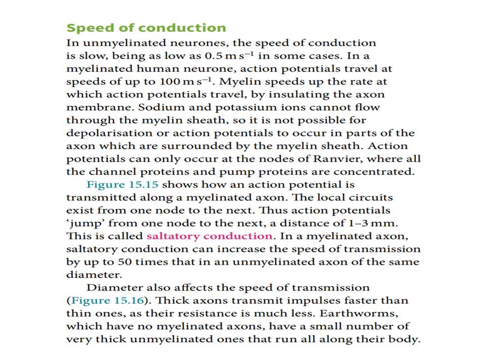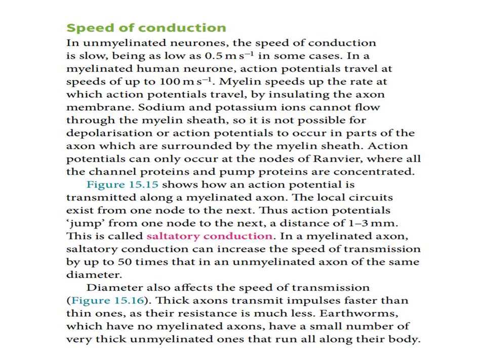I will show the diagram in the next slide. So these are the regions where myelin is not there, and the impulse then jumps from node to node, which is called a saltatory conduction. And these nodes are at a distance of 1 to 3 millimeter on an axon, and the speed of transmission might be up to more than 50 times than in an unmyelinated axon of the same diameter. So you can see much more rapid conduction in a myelinated axon.